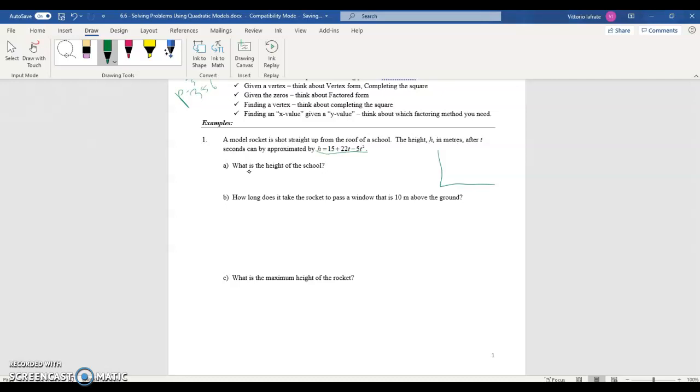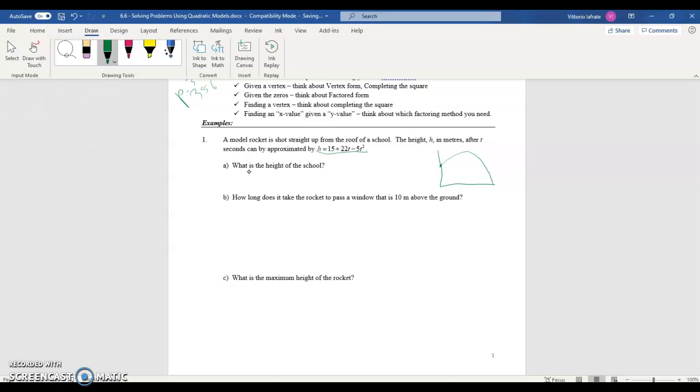So usually we assume that the ground is on the x-axis here. But you're not on the ground. You're on the roof of a school. So you're somewhere on this y-axis above 0. And you shot it up, straight up in the air. And of course it does need to come down. So it will peak, and then after it peaks it will eventually come down like this.